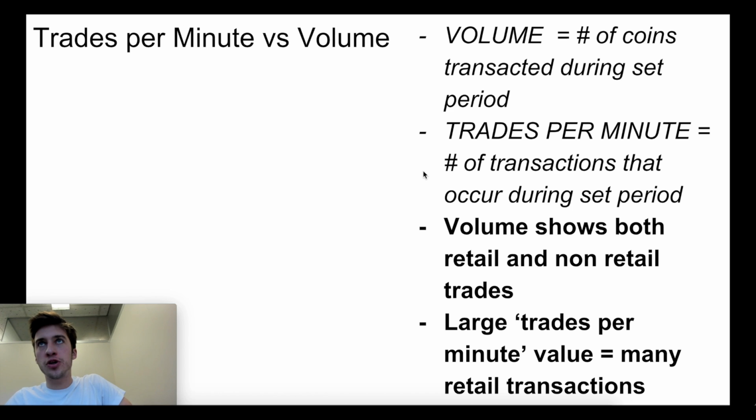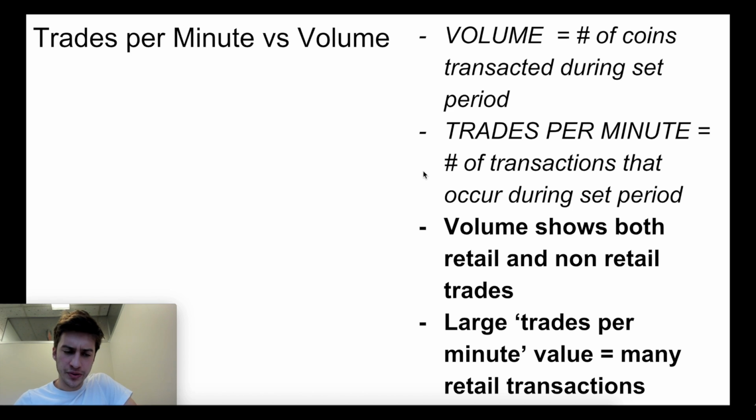We could have volume at 10 for 1 minute. That means that 10 Bitcoin were transacted during that 1 minute. However, we could have trades per minute be 1,000. That means that 1,000 transactions occurred during that 1 minute where 10 Bitcoin were transacted.